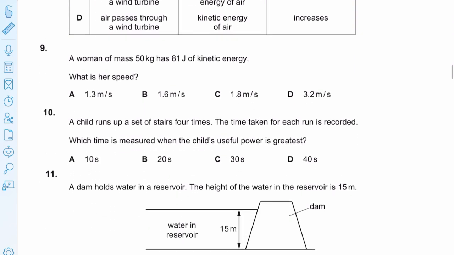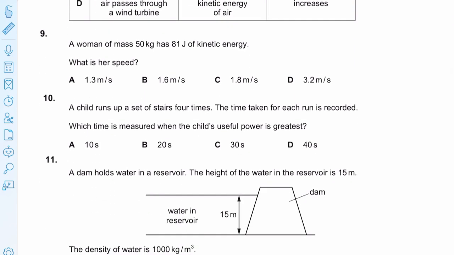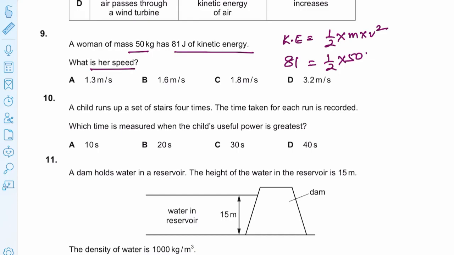Question number 9. A woman of mass 50 kg has 81 joules of kinetic energy. What is her speed? So it's a kinetic energy question. Kinetic energy equals half times m times v squared. Kinetic energy is given as 81, that is half times mass, which is given as 50 kg. And we need to find v.